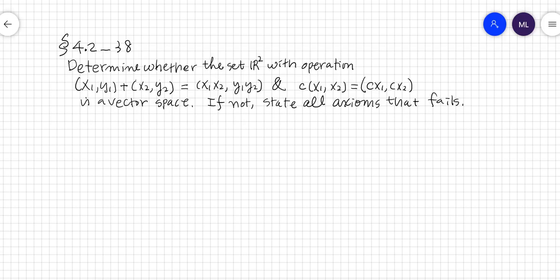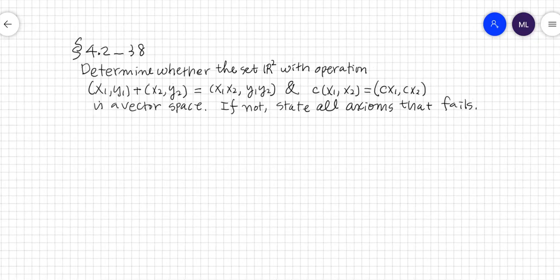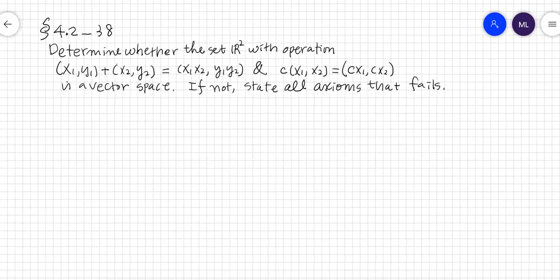This is 4.238. Determine whether the set in R2 with these operations is a vector space. If not, state all axioms that fail. So now we need to check those 10 axioms one by one, and if it satisfies all 10 of them, it is a vector space. If not, even if it fails one, it's not a vector space.